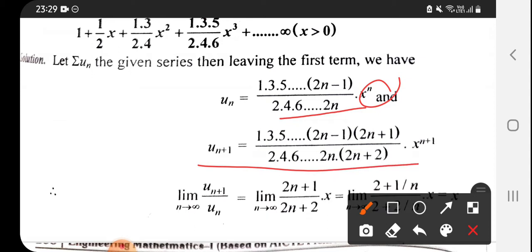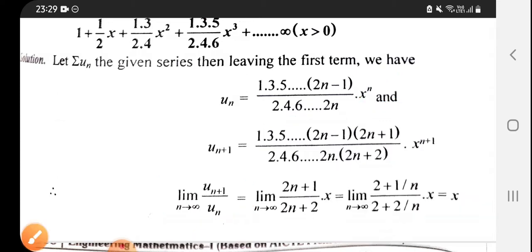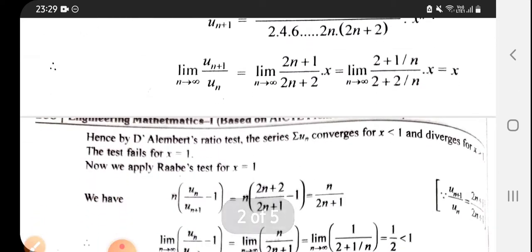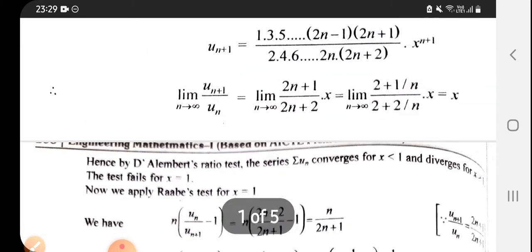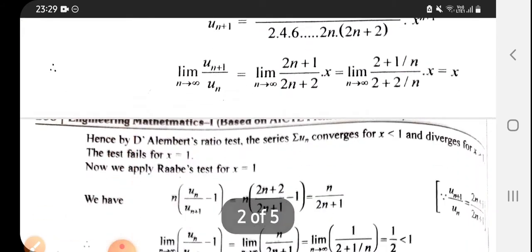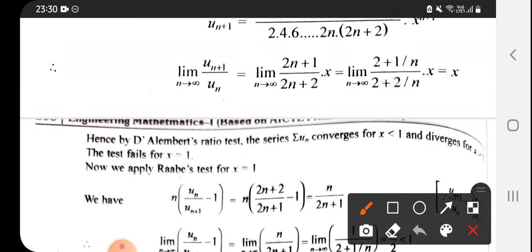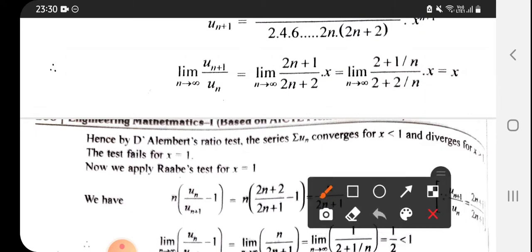Un plus 1 is this. We replace n by n plus 1. The limit as n tends to infinity of un plus 1 upon un becomes x. Everything depends on the value of x. This converges when x is less than 1, diverges when x is greater than 1, and for x equal to 1 this test fails.